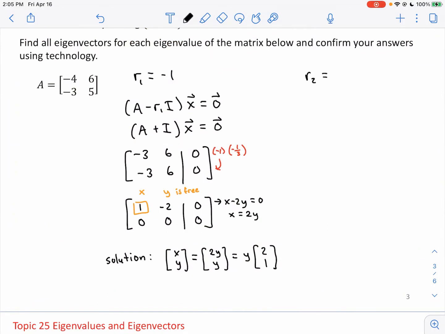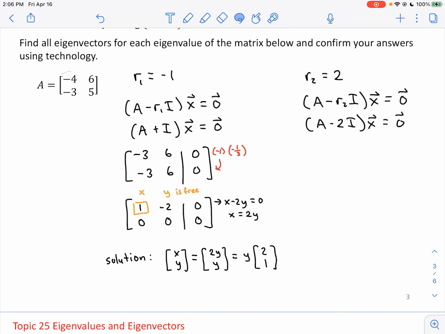The second eigenvalue is 2. So what we want to solve is A minus r2 I times an x vector is equal to the 0 vector. And specifically, we're going to have a 2 in here for r2. So we have A minus 2I times the x vector is equal to the 0 vector. So we just have to subtract 2 from the main diagonal here. And what matrix will this produce for us?